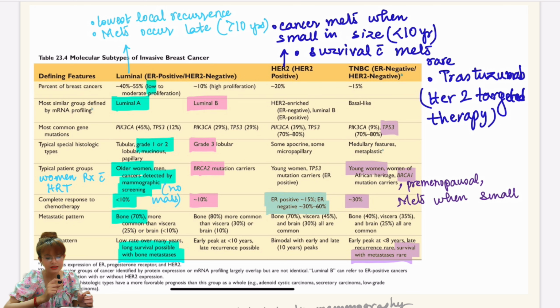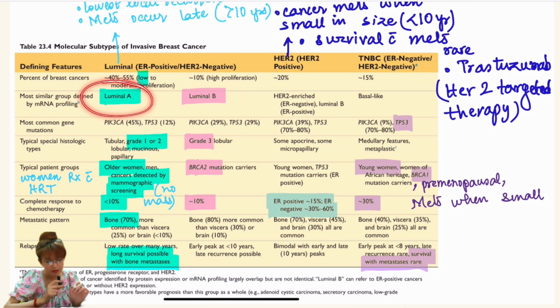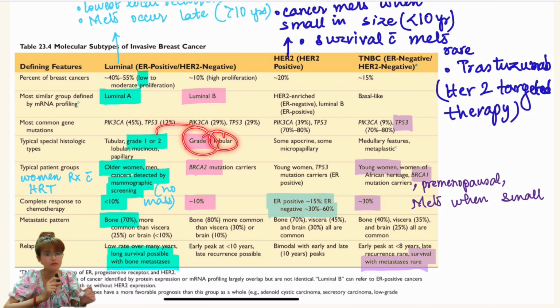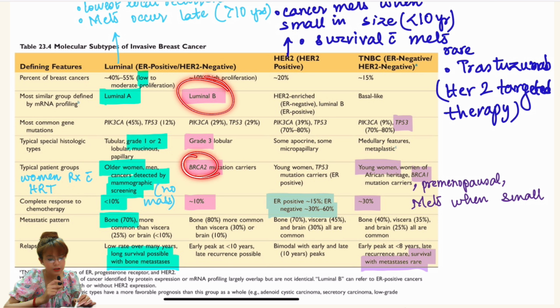Now you must understand that in the luminal type, you have luminal A and luminal B. The difference is that luminal A basically has a comparatively lower grade, grade 1 or grade 2, and they are mainly of the tubular variety. And if you talk about luminal B, then they are of a comparatively higher grade, which is grade 3, and they are mostly of the lobular type.